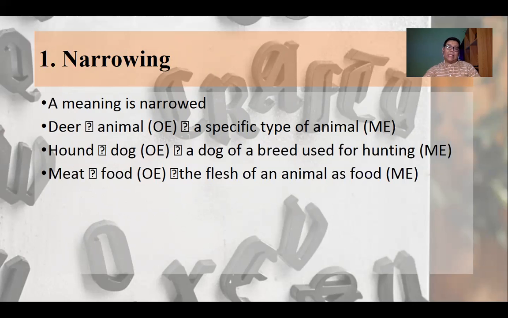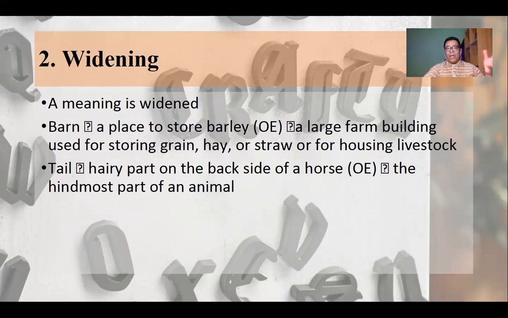Another one is the word meat. In the Old English, it was referred to food. It does not necessarily mean that meat before meant pork, beef, or chicken. But in the modern English, meat is the flesh of an animal which is used as a food or consumed as a food. Aside from the narrowing, we also had instances of widening, wherein a meaning is widened.